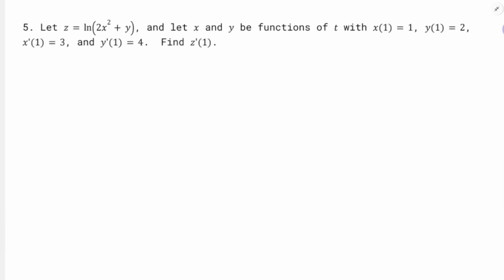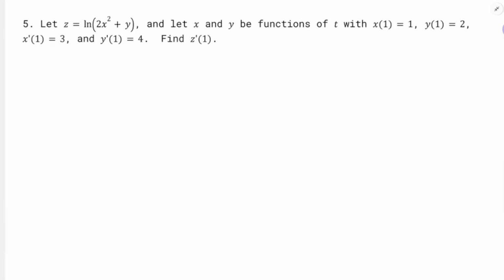I think this is going to be the last one. So z equals log of 2x squared plus y. Let x and y both be functions of t, with this stuff going on here. Find z prime of 1. All right, z prime of 1, that's like saying dz dt at t equals 1. And so that's a hint that we're going to use the simpler chain rule formula.